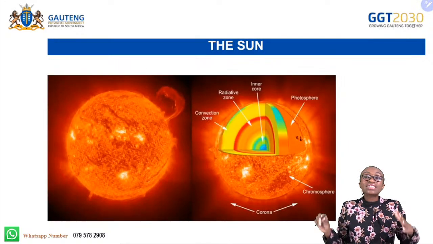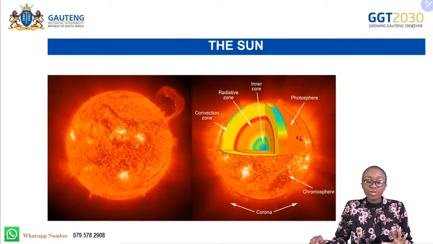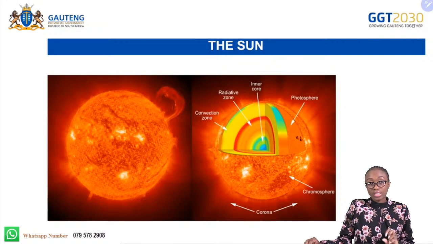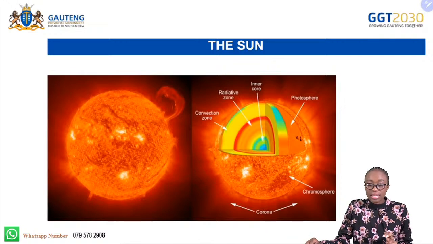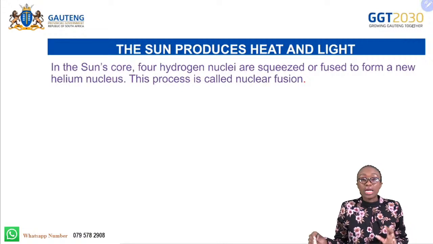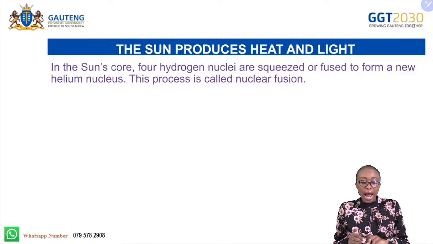Now, let's learn about the sun. Let's talk about the sun. So here I've drawn up a picture of the sun, what the outside of the sun looks like, and then the inside of the sun. As you can see, the different levels until you get to the inner core. Remember, we talked about the inner core when we did our baseline activity. So now we know that the sun produces heat and light, but how does it do it? Now let's learn. In the sun's core, 4 hydrogen nuclei.